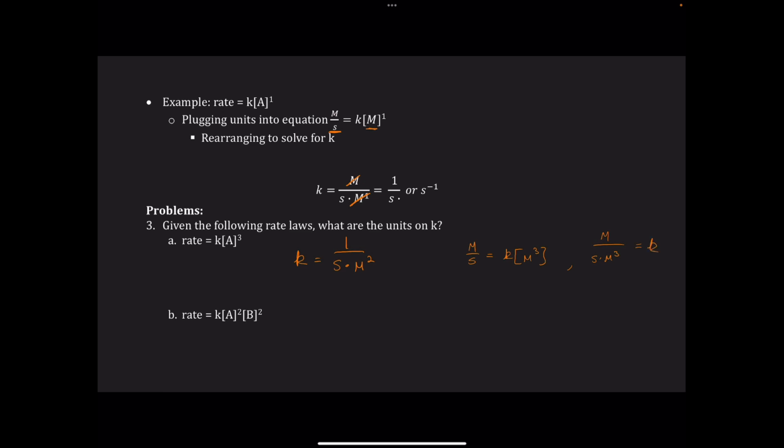For B, now we've got 2 reactants here. It doesn't really change the way we do things. We're going to have molarity squared for A, molarity squared for B. So molarity squared times molarity squared is going to give me molarity to the power of 4. Rearranging, I've got molarity over seconds times molarity to the 4. Reducing, I get 1 over seconds times molarity cubed. So again, our units are going to vary.